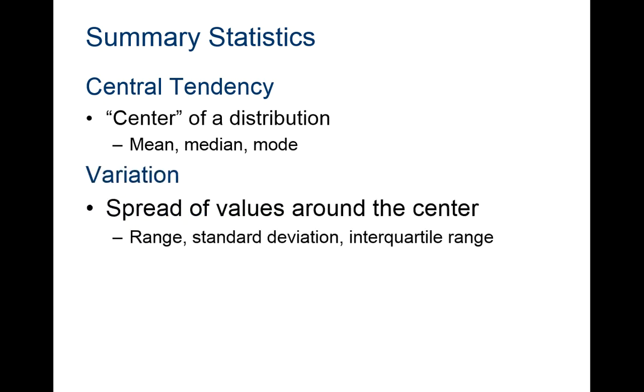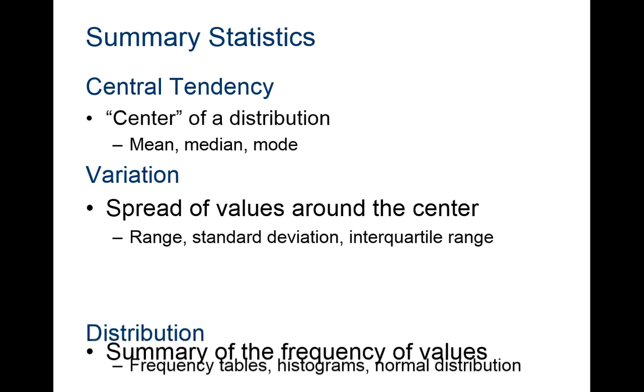Statistical dispersion is the variability or spread of data. How far away from the average or the middle or the central tendency does the data vary? The range, standard deviation, and interquartile range are indications of dispersion.